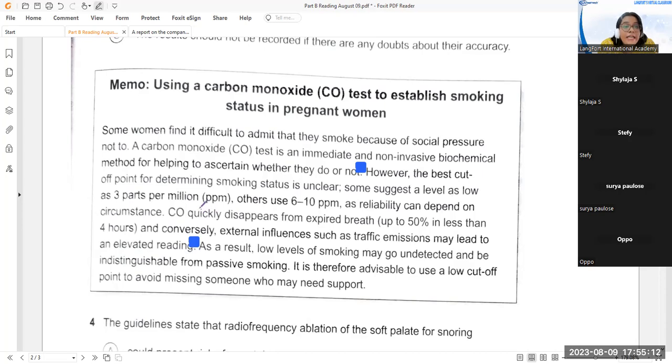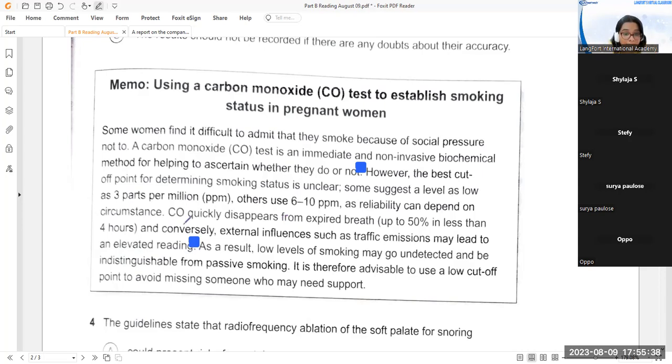Another thing is that carbon monoxide quickly disappears once you exhale. That means within 4 hours. So if you have carbon monoxide exposure, within 4 hours, based on your breaths, 50% of the carbon monoxide can get out of the body, can disappear from the body when you breathe.